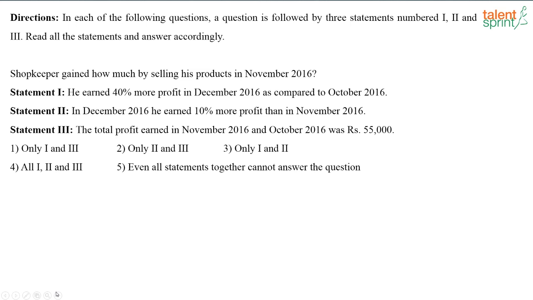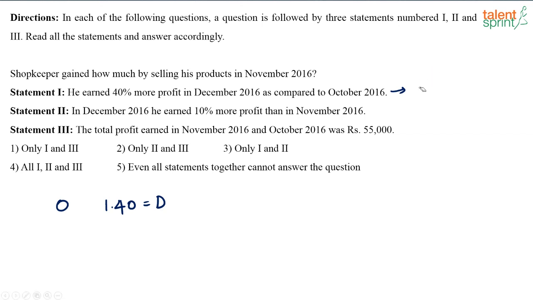Next one. What is given here? The shopkeeper gained how much by selling his products in November 2016. So you have to find out his gain in November 2016. Now let us look at the first statement. What is said in the first statement? He earned 40% more profit in December as compared to October. So if I say his profit in October was O, he is earning how much in December? If I say the profit in October is O, in December he is earning 1.4 times O. That's all. This is what I know using the first statement, right?